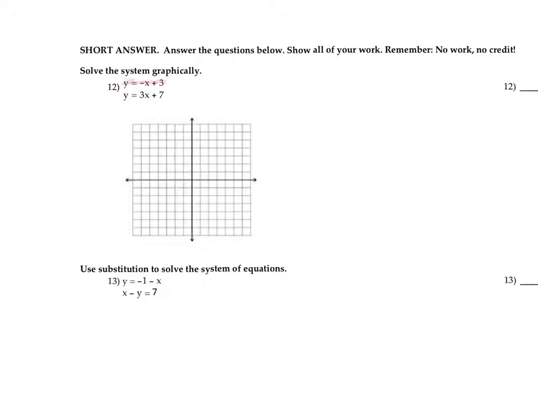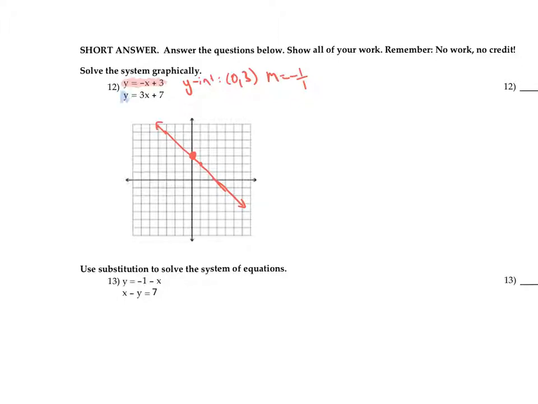Well, I can tell you that my y-intercept is the point 0, 3. And my slope is negative 1 over 1. So I plot 0, 3. And from there, I'm going to count down 1 and right 1. Then I can connect these dots. And again, you want to do this with a straight edge to make sure that it lines up perfectly.